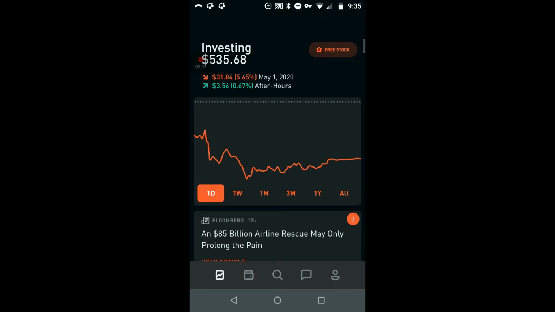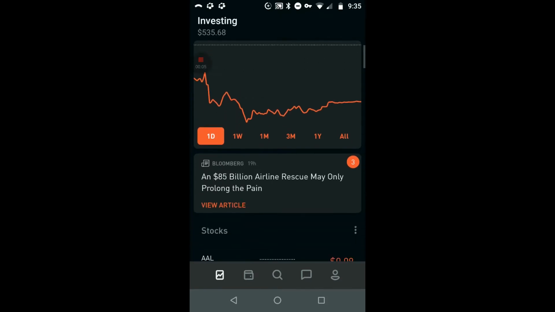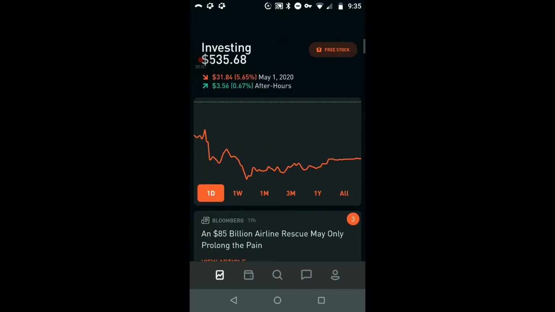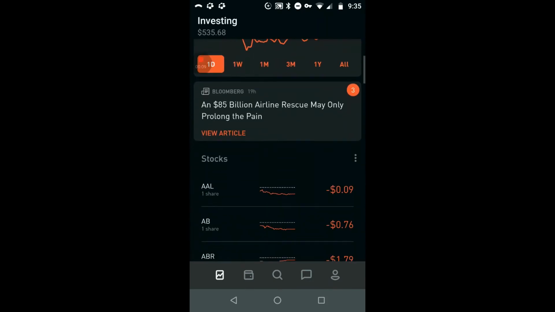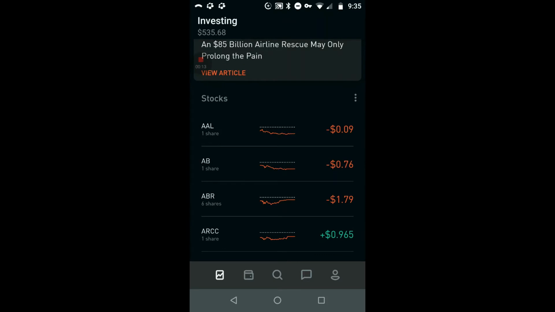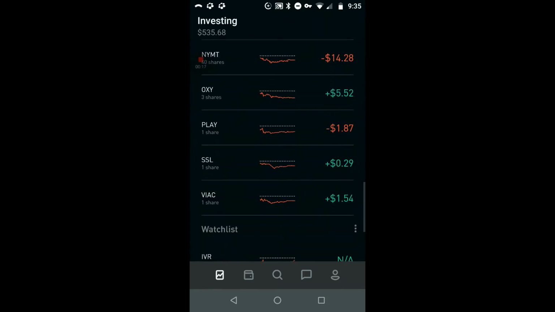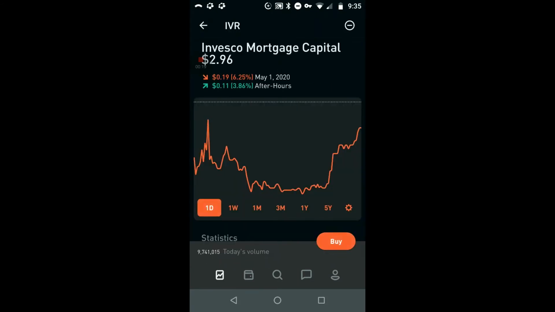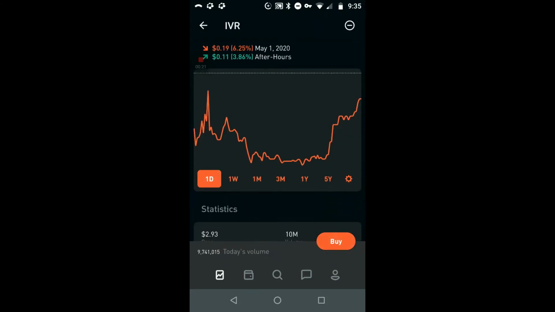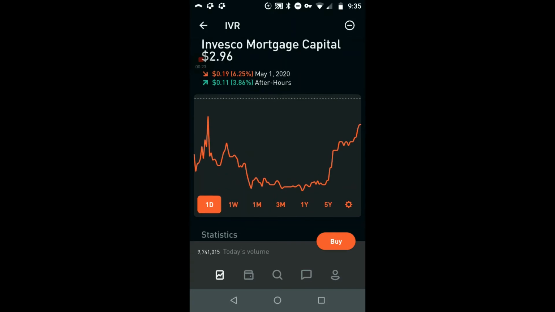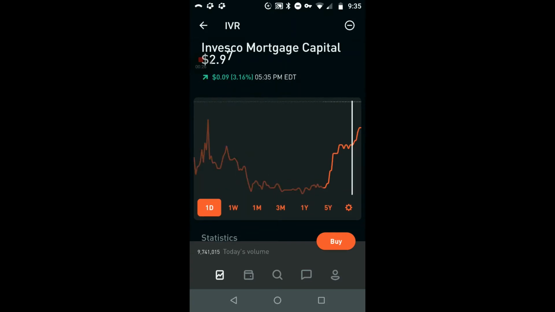So here we are with the Robinhood account. It is simpler, much simpler than using the Webull. However, as you will see, let's go find one. Let's just take IVR here. So we got our tracking for the day, and it's Saturday, so the whole day is pretty much after hours.